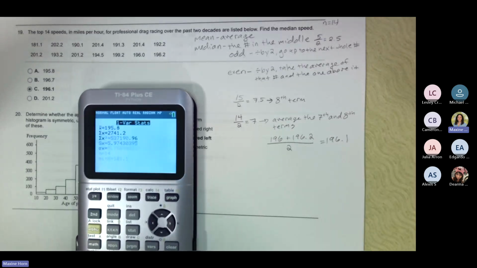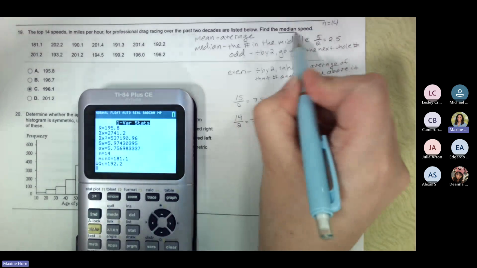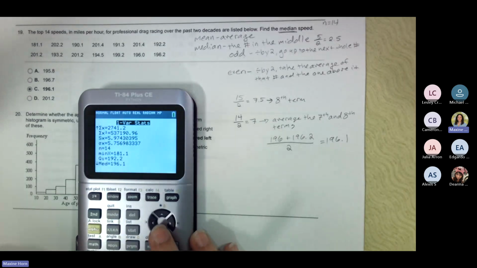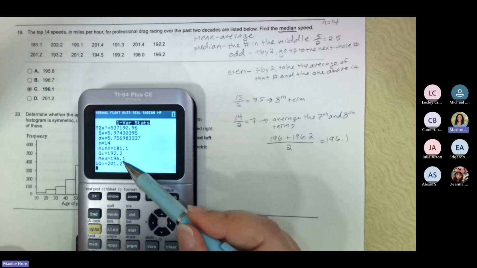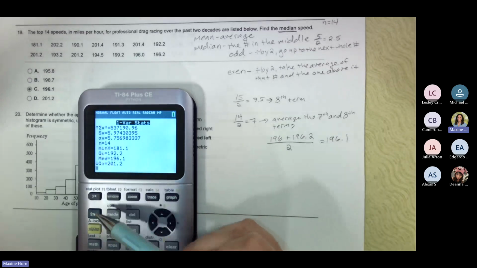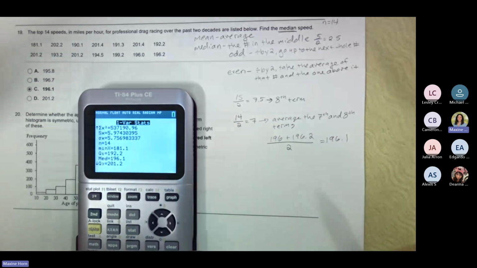All right, and now we're going to have it calculate, and it's going to spit out a ton of numbers, one of which is going to be the median, right? Something that you're going to learn, or hopefully you've already learned, is that the median is also the second quartile. So that's why it's down here in between the first and the third quartiles. If they ever ask for the second quartile, it's just the median. But it does label it as median for you. So that's how we're getting 196.1.